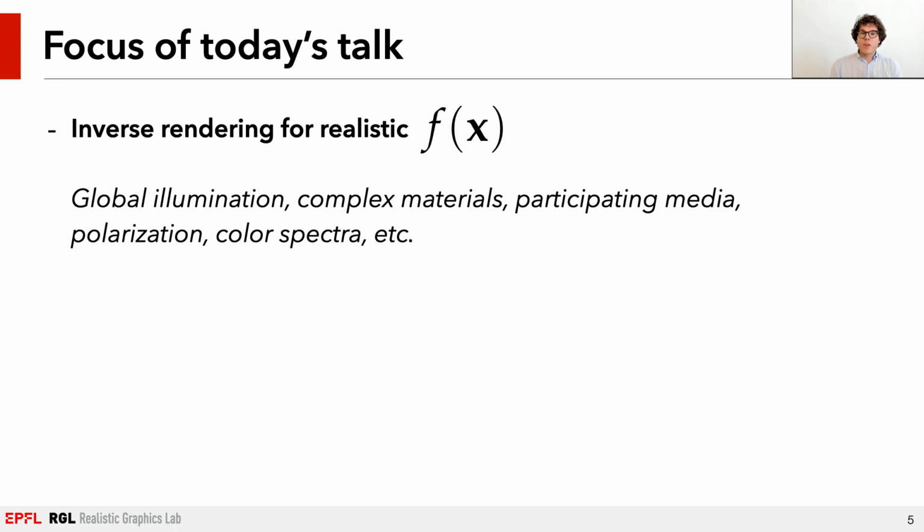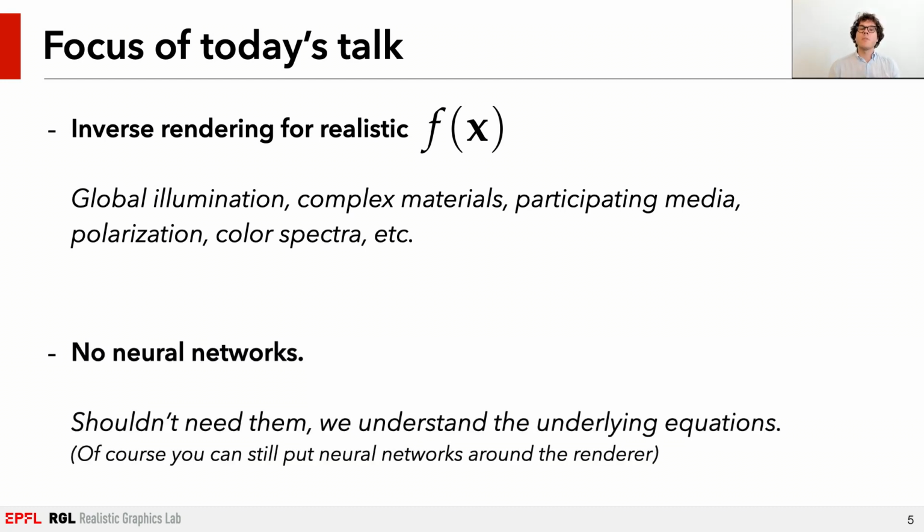I'm interested in solving inverse problems that are realistic, which means that the function f tends to be more complicated by accounting for things like global illumination, realistic materials, volumes, and maybe even polarized or spectral light transport. In contrast to computer vision, where it's, for example, not possible to write down a clean mathematical expression that distinguishes cats from dogs, we're in a much better situation because the underlying equations exist and they're also quite well understood. So we should be able, in principle, to do all of this without neural networks.